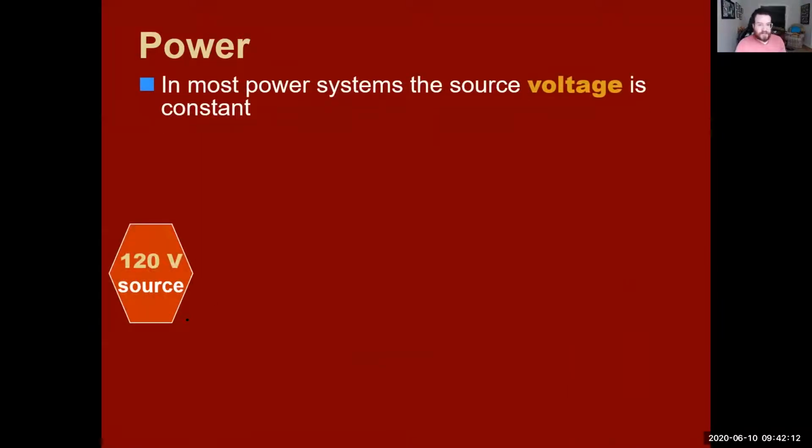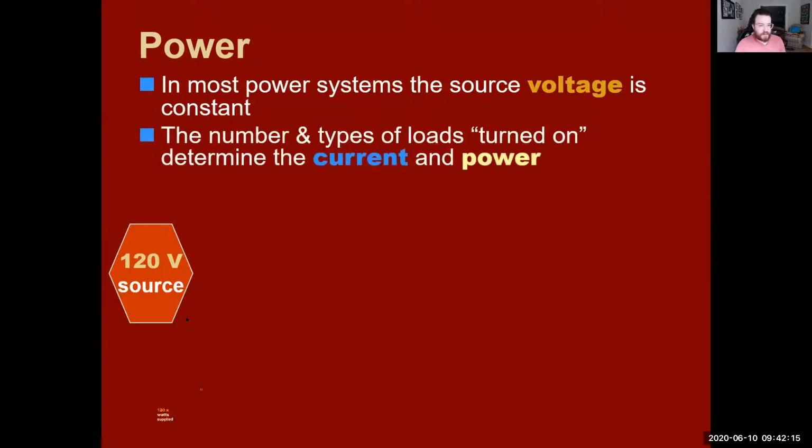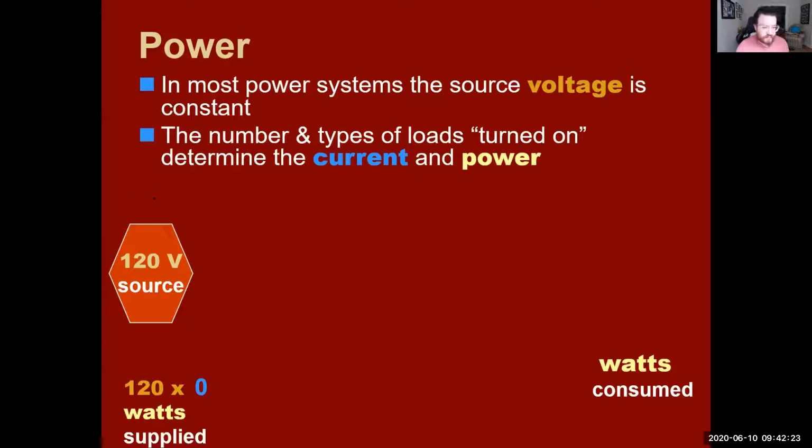So in most power systems, the source voltage is constant. The number and types of loads turned on determine the current and the power. That's why you hear everyone talk about having a 120 volt source or a 240. Everyone's talking in voltage. No one's talking in watts, no one's talking in current, because that can change based on what's applied to it. If you were to touch a 120 volt source, the current and the power are going to change in the whole circuit, including what's going through your body. That voltage will stay the same.